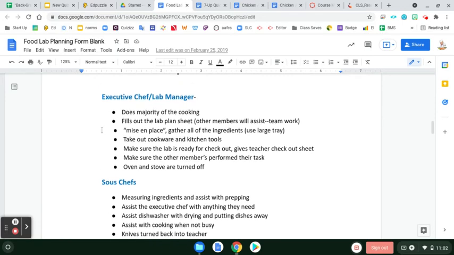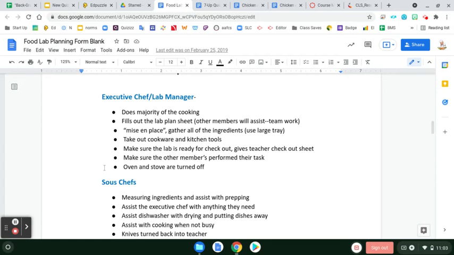I'll pull them up. So essentially, your executive chef and your lab manager should be responsible for making sure that the planning sheets are filled out and turned in, that everything is mise en place before and during the cooking process. They get everything out. They make sure that the lab is ready for checkout. And they also make sure that other members have performed their task. When it comes to checkout time, if everybody else has not done what they need to do, then the executive chef or the lab manager is responsible for doing it.